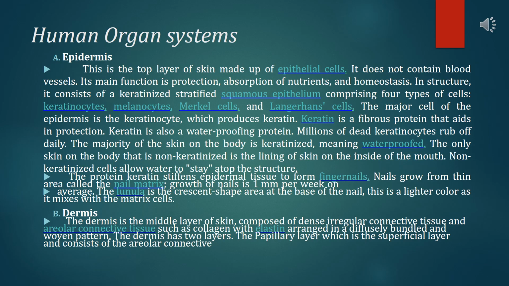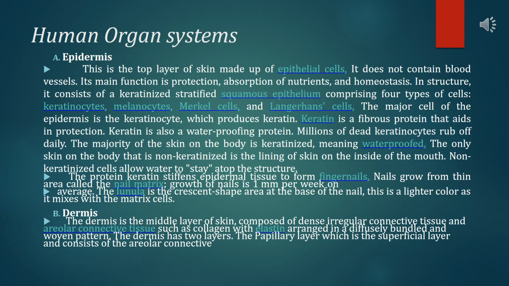The protein keratin stiffens epidermal tissue to form fingernails. Nails grow from a thin area called the nail matrix. Growth of nails is 1 mm per week on average. The lunula is the crescent shape area at the base of the nail. This is a lighter color as it mixes with the matrix cells.